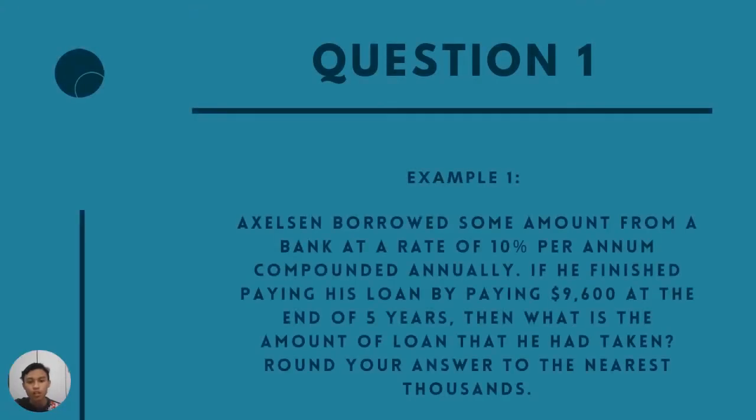So now let's move to question 1. Exelson borrowed some amount from a bank at a rate of 10% per annum, compounded annually. If he finished paying his loan by paying 9,000 at the end of 5 years, then what is the amount of loan that he had taken? Round your answer to the nearest thousand.